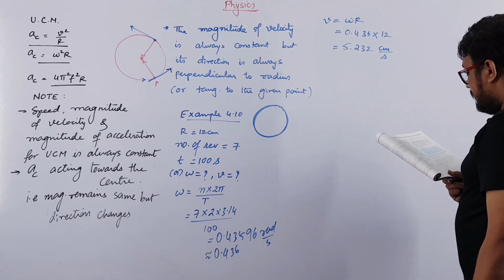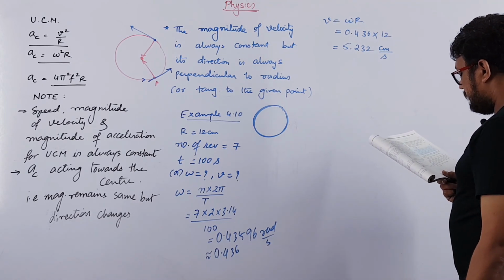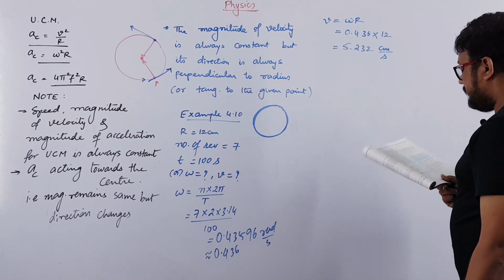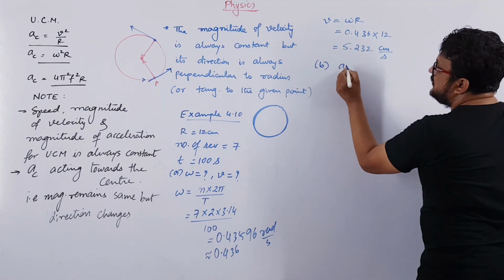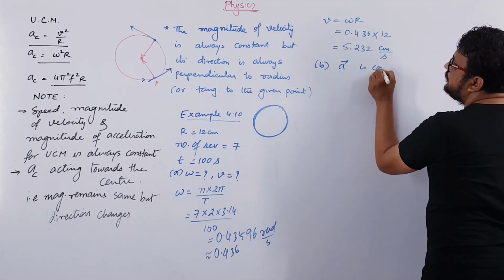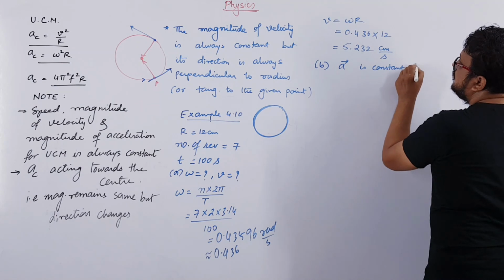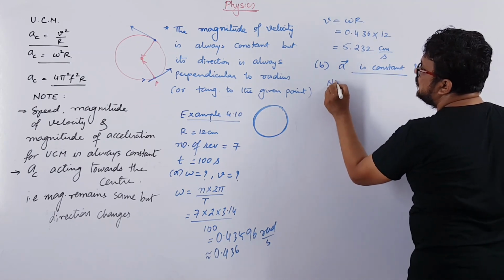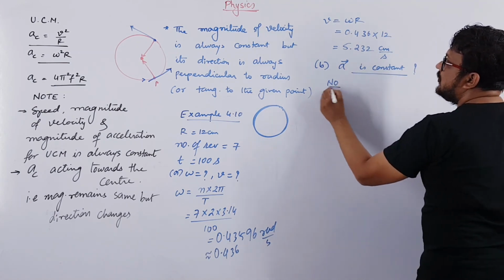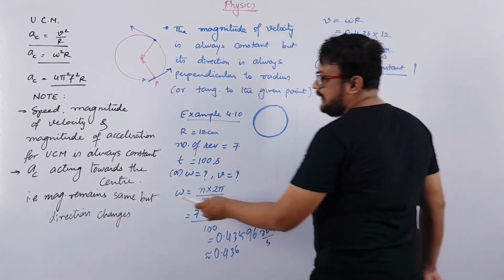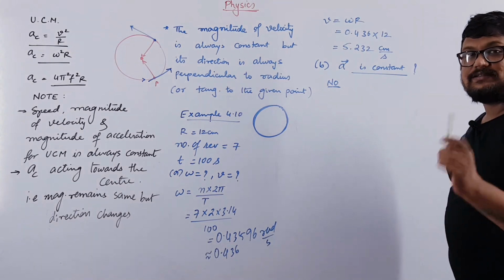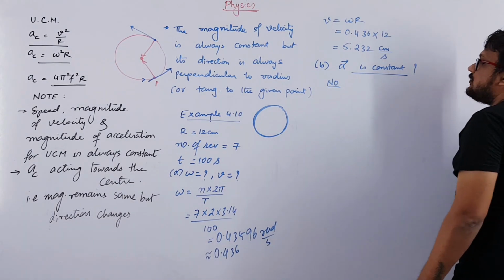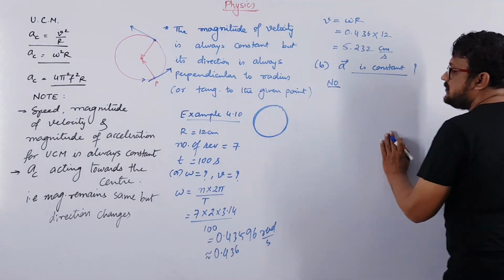B. Is the acceleration vector a constant vector? What is its magnitude? In B, it is asked whether the acceleration vector is constant. Answer is no, because we have already seen the magnitude of acceleration will remain constant, but its direction changes. So the acceleration vector is not constant because its direction keeps on changing.